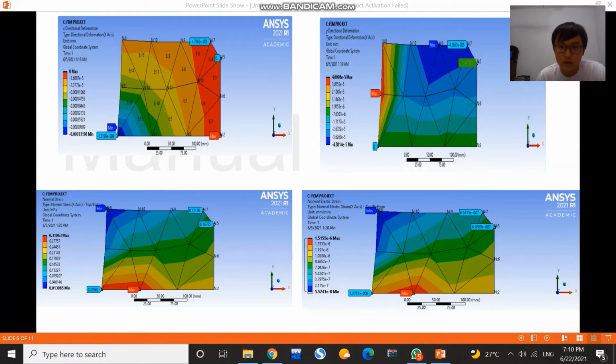Okay, if you want to find the magnitude, again you can read it here. The results of normal elastic strain for point A, point B, and point C will be shown in the table on the next slide.